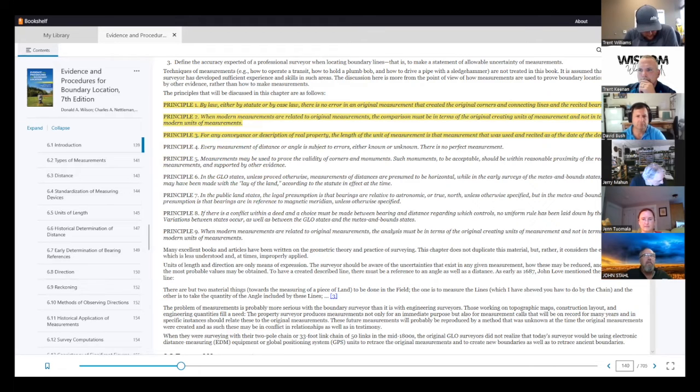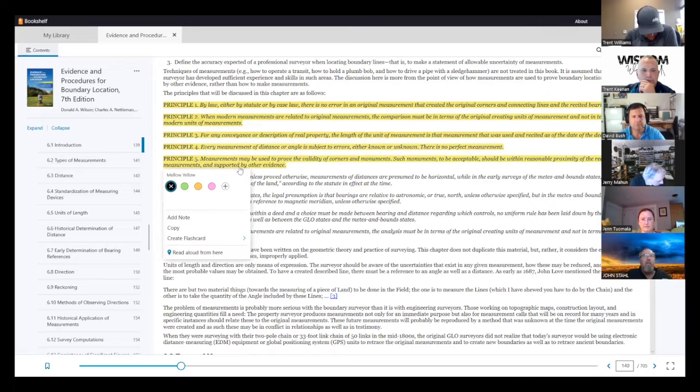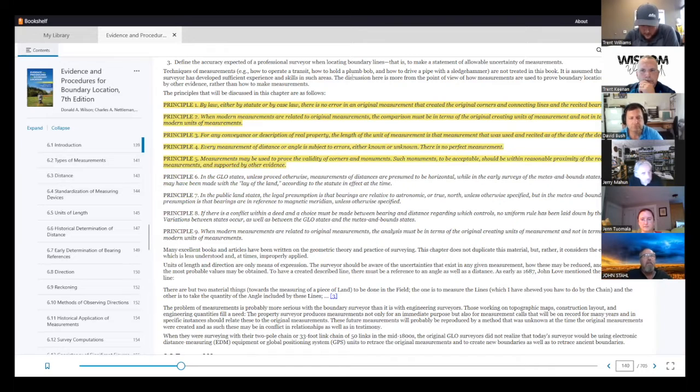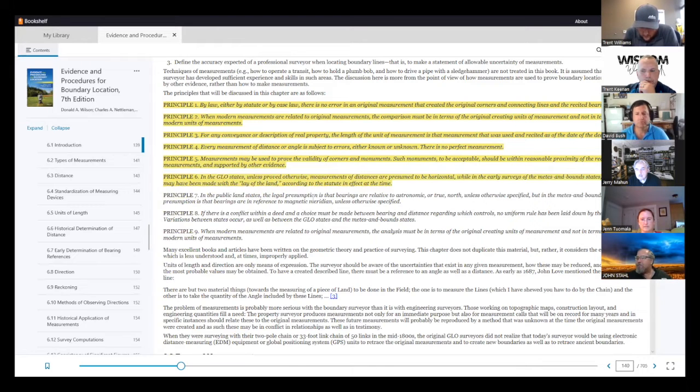Principle 4: every measurement of distance or angle is subject to errors, either known or unknown. There is no perfect measurement. Principle 5: measurements may be used to prove the validity of corners and monuments. Such monuments, to be acceptable, should be within reasonable proximity of the record measurement and supported by other evidence. Principle 6: in the GLO states, unless proved otherwise, measurements of distances are presumed to be horizontal, while in the early surveys of the metes and bounds states, measurements may have been made with the lay of the land according to the statute in effect at the time.